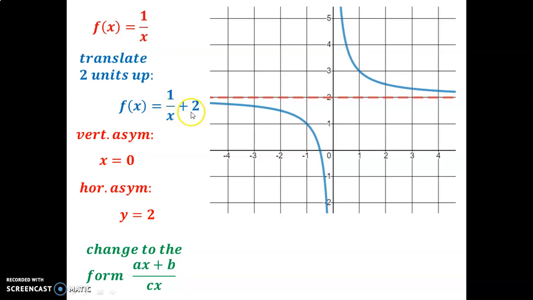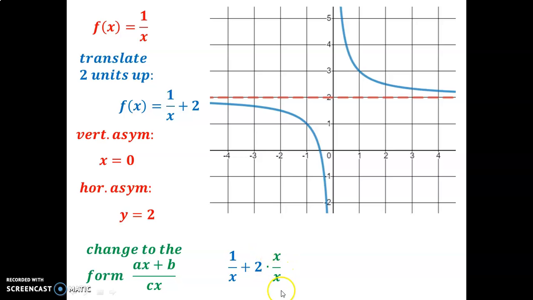So our goal, in other words, is to combine this fraction and this number into a single fraction. So here's how we can go about doing that. Here's our original function. We're going to multiply the second piece by x over x. X over x is just 1, so we're not actually changing anything. If we say 2 times 1, because that's what this is, we're not actually changing it. We're changing what it looks like, but we're not changing what it is.